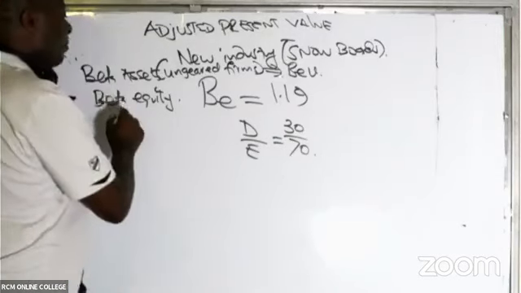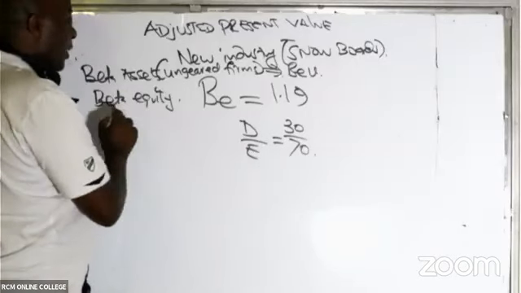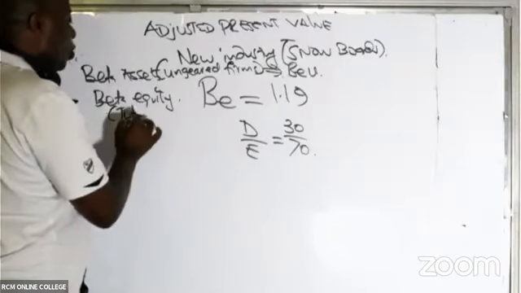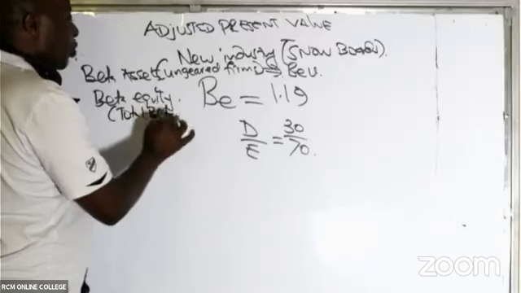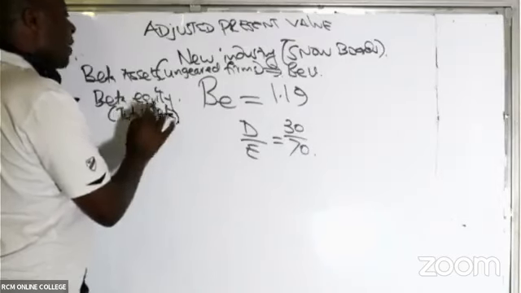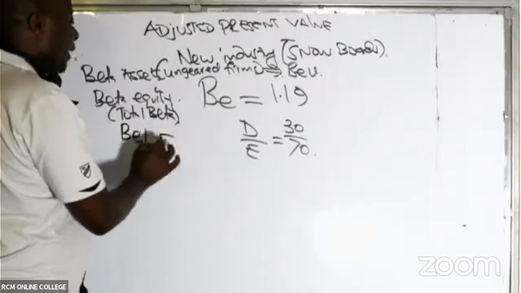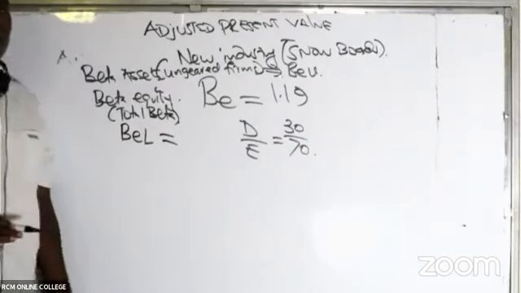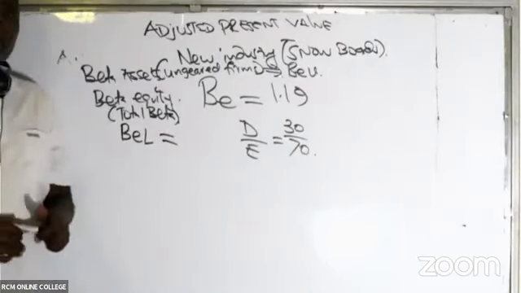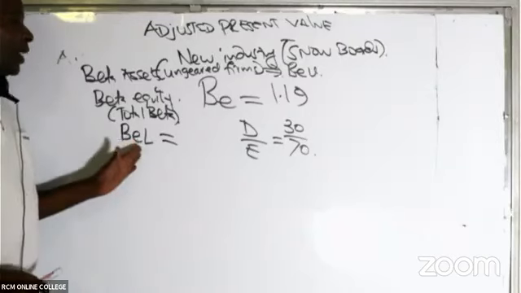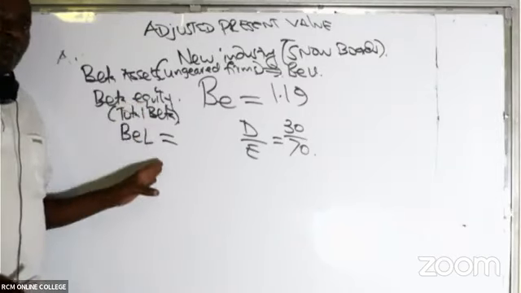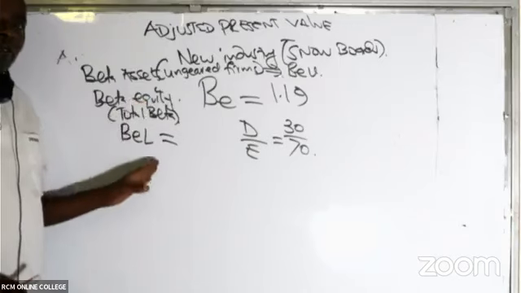And then we have this beta equity, which is also known as the total beta. This one is normally used by organizations that have got debt. That's why we normally call it beta equity over a levered firm.